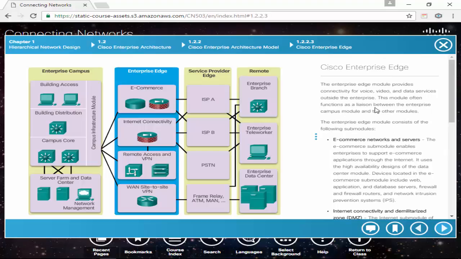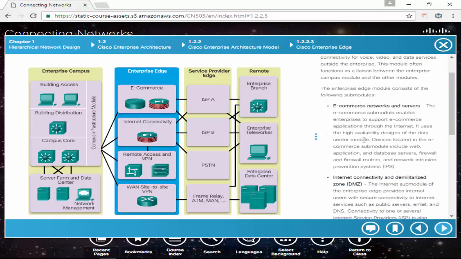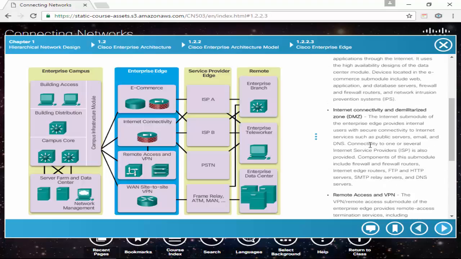Alright, so then we have our enterprise edge. We have our e-commerce networks and servers. The e-commerce submodule enables enterprises to support e-commerce applications through the internet. It uses the high availability designs of the data center module. Devices located in the e-commerce submodule include web application and database servers, firewalls and firewall routers, and network intrusion prevention systems.